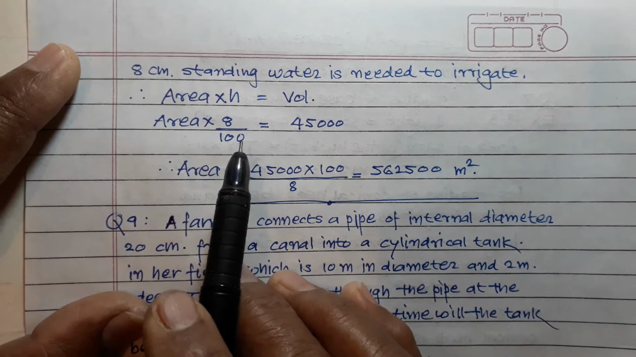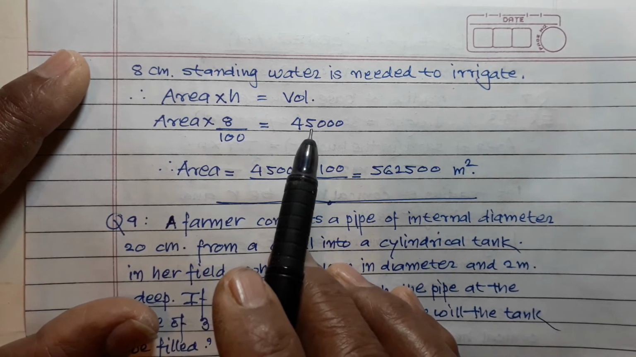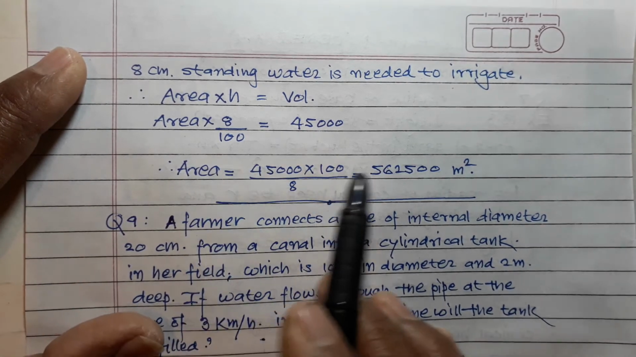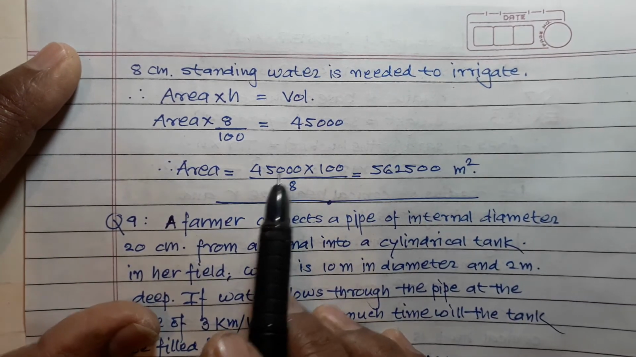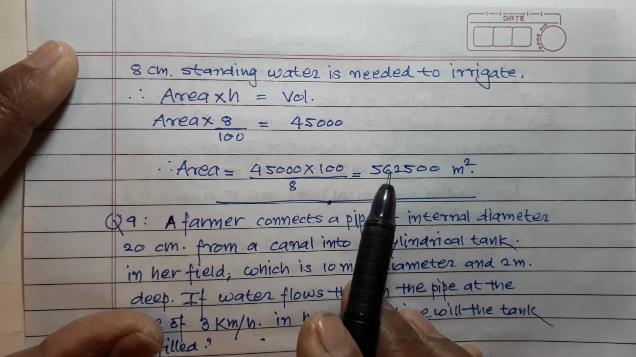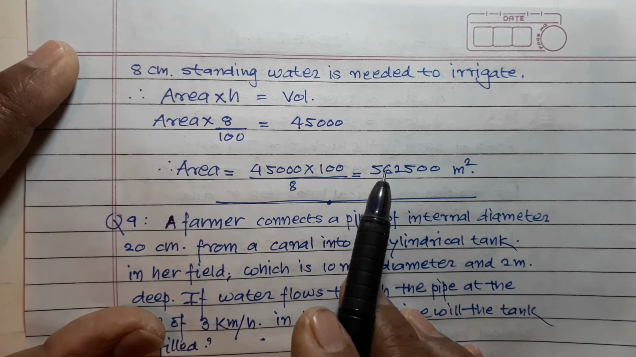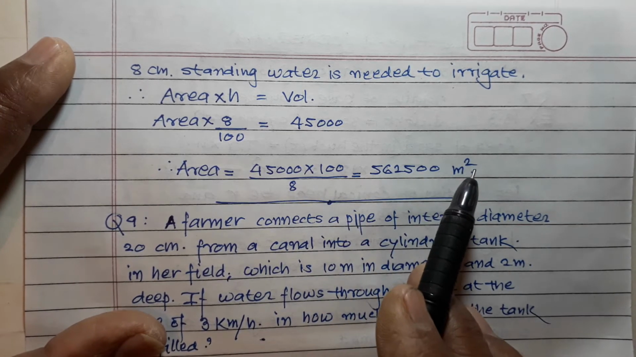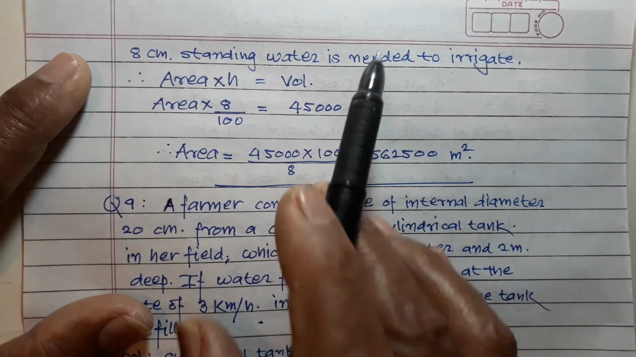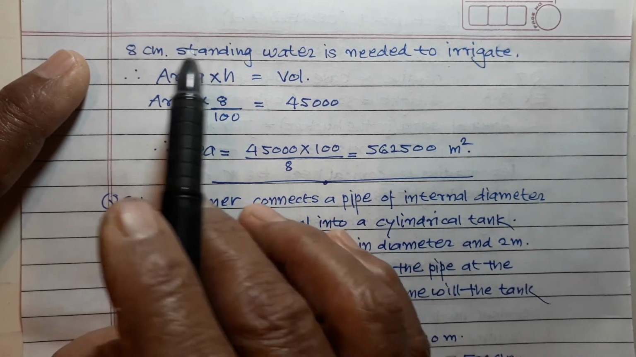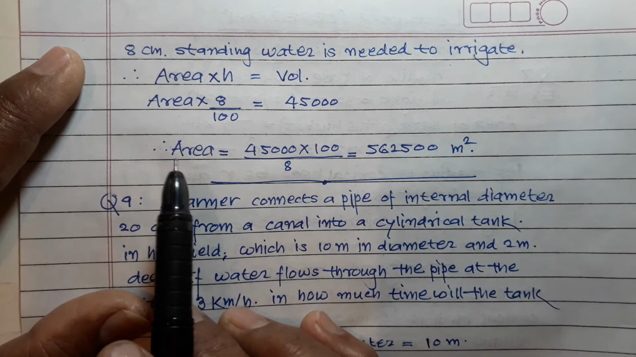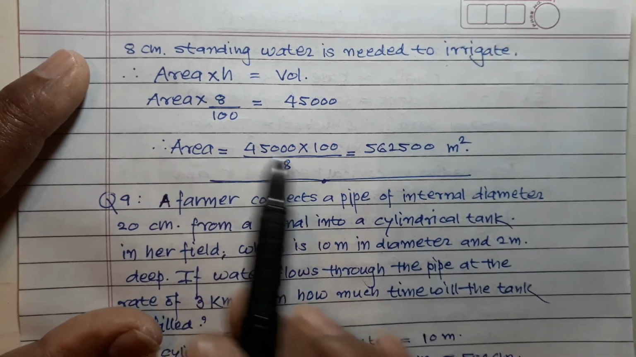So area into 8 upon 100 is equal to 45000, and if you simplify this you will get area is equal to 45,000 into 100 upon 8, that is equal to 562500 meter square. Okay. Now in this case standing height means h is given. Okay. So this is the basic formula of volume. Volume is equal to area of base into height.